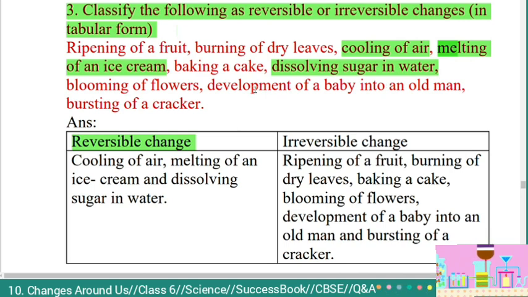And all others are irreversible changes, that are ripening of a fruit, burning of dry leaves, baking a cake, blooming of flowers, development of a baby into an old man, bursting of a cracker. So all these things are irreversible changes.